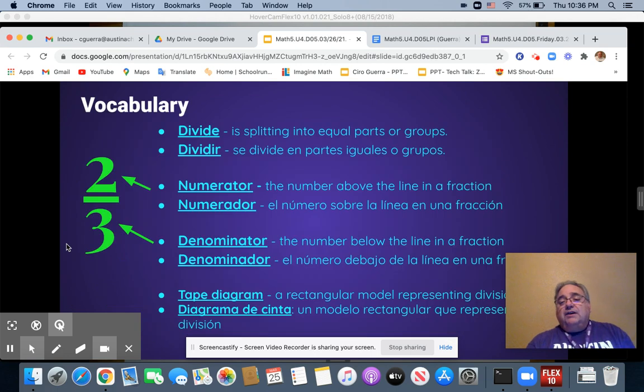Hey, some vocabulary that you might remind yourself of while we're going through these word problems. Make sure you know what divide is, which is your numerator, which is your denominator, and what a tape diagram is. Giving you 3 more seconds.